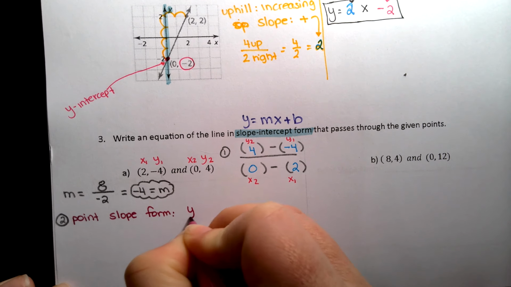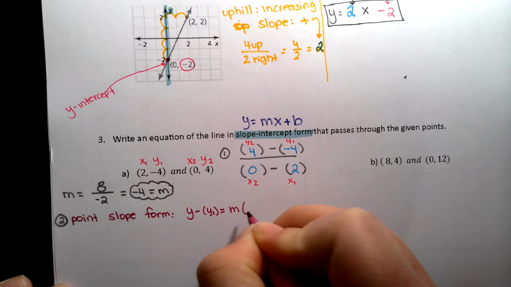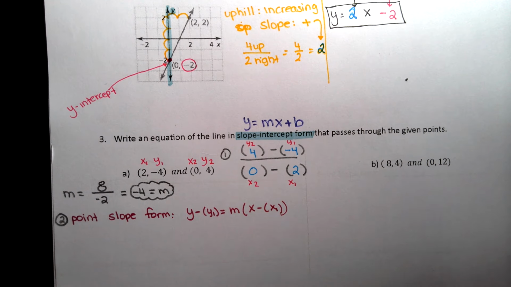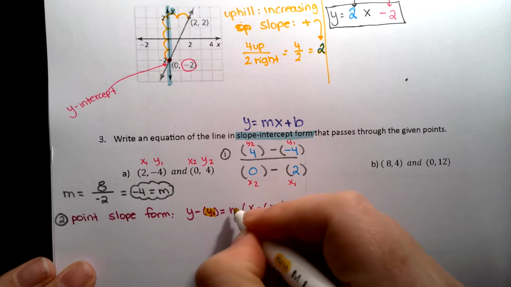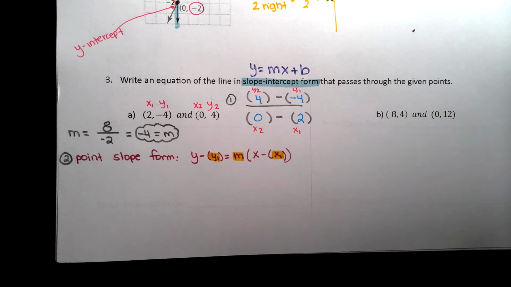And that is y minus y1 in parentheses equals m open x minus x1, close it, close it. You're going to be replacing 3 items: your y1, your m, and your x1, and then you're going to continue to simplify to the format that they want. So they want it in slope-intercept form. That's the format we need to write our answer in.